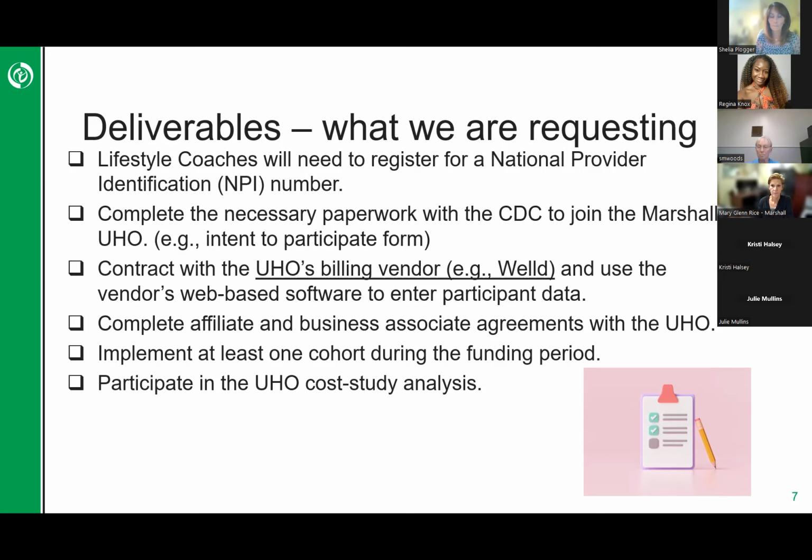We're hoping that new subsidiaries would be able to start classes in January of 2024, so we can further test the reimbursement model. So being able to implement classes that first part of the year, we could submit claims and hopefully get reimbursement back out to you to continue to test the model. And then participate in our UHO cost study analysis, because we really want to know how much it actually costs to implement this program, not only for the hub as the administrative costs, but for you as well.